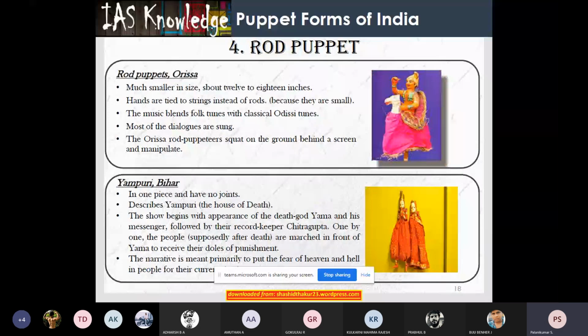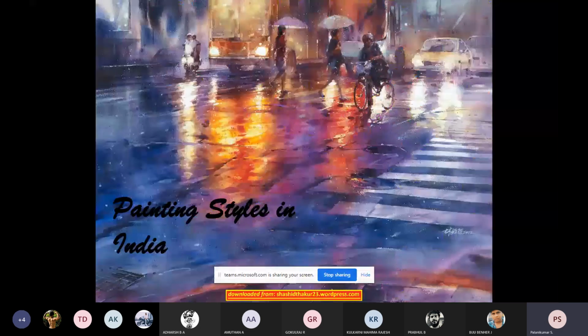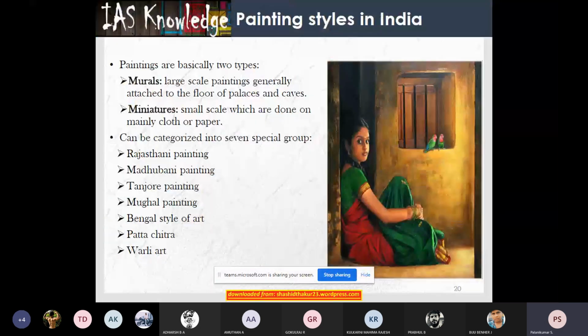Okay. If you come to the painting stage, as I already told, there are basically only two types, murals and miniatures. So what murals are is nothing but a large scale painting that is generally attached to the floor of any palaces and caves. Now we could see the same thing in so many palaces.